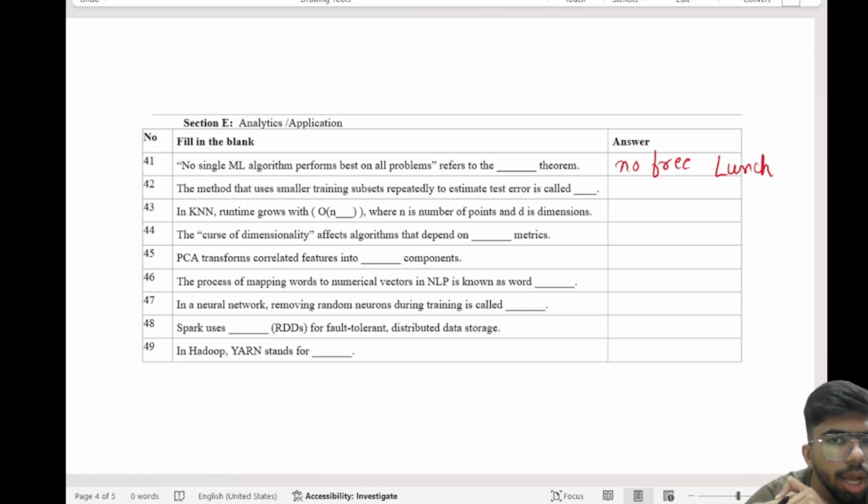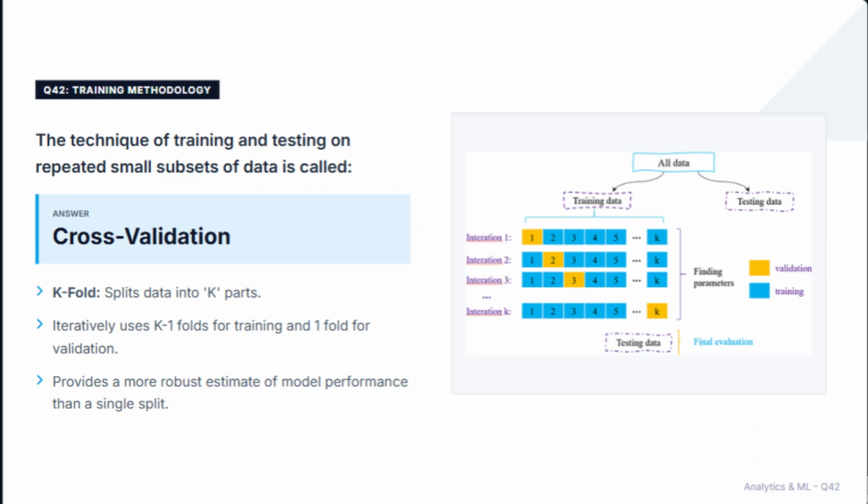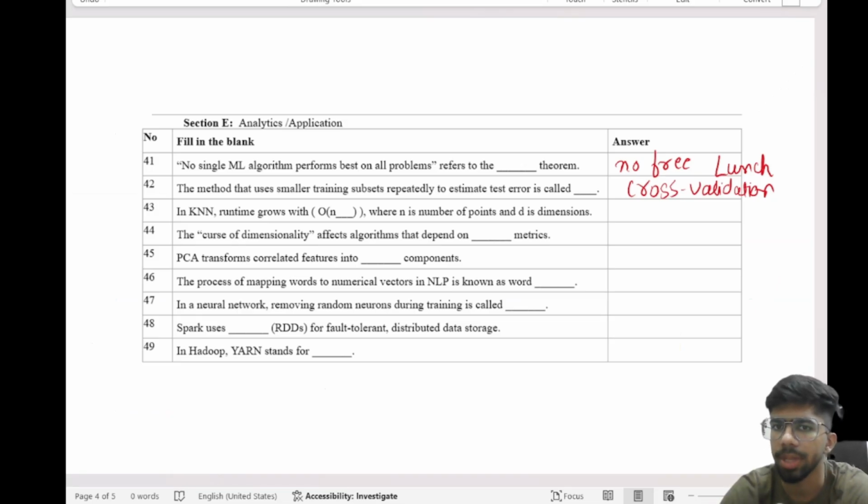Moving on to the second question: the method that uses smaller training data subsets repeatedly to estimate test error is called dash. The answer is cross-validation. Cross-validation repeatedly splits the dataset into a training subset and a validation subset. The most common version is k-fold cross-validation, where training happens on k-1 folds and evaluation happens on 1 fold. This method reduces overfitting, gives a more stable error estimate, and helps us choose the best model.